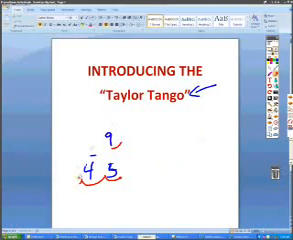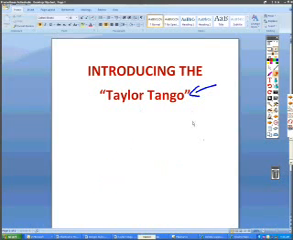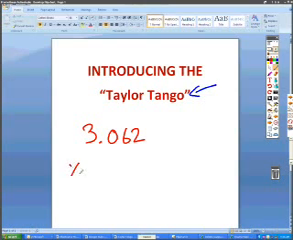Now basically, class, this is just multiplication, but you have to throw in some decimals in there. Taylor Tango should help you out. Now let's look at a larger problem. Let's go 3 and 6 hundredths... 3 and 62 thousandths times 4 tenths. Notice the decimal points do not have to be lined up. By rule, you line up this 2 and the 4 and multiply it out. Worry about the decimal point later. So we're taking really 3062 times 4.